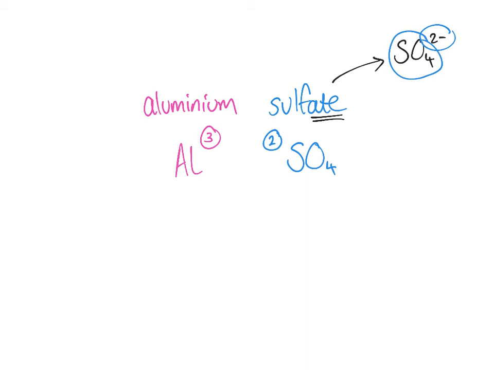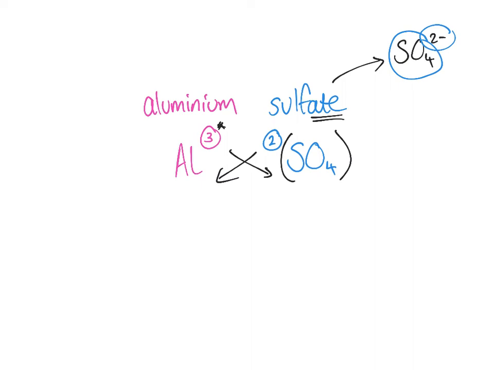Okay, ask yourself, can I cancel this down? Well, I can't, because if I divided them both by 2, I would get 1.5 with my aluminium, which you can't have. So this I just leave as it is. So I'm at my swap and drop stage, but you can see that I'm swapping down a number greater than 1. So I can't ignore that. So what I will need to do in this case is use brackets. Those brackets go around the whole molecular ion.